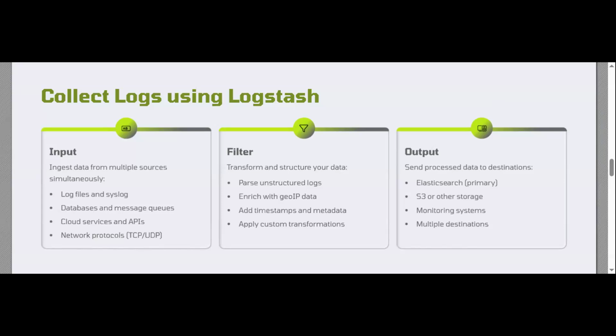What are the filter options we have? It transforms unstructured data into structured data; mainly it parses unstructured data. Parse means converting, like integer to string, string to integer; like that we can convert. That's called parse. Enrich with geo IP.